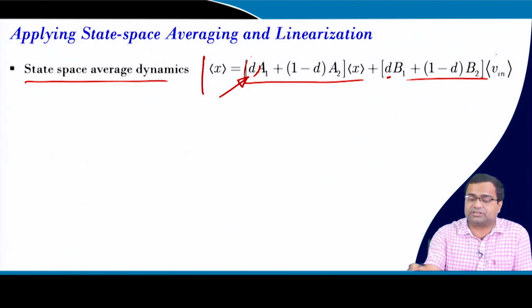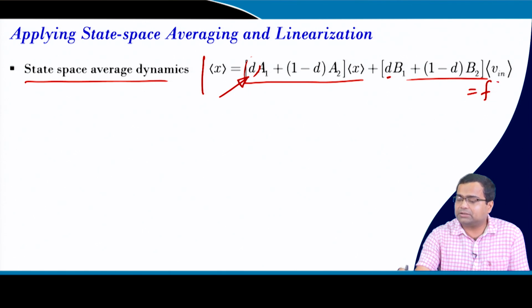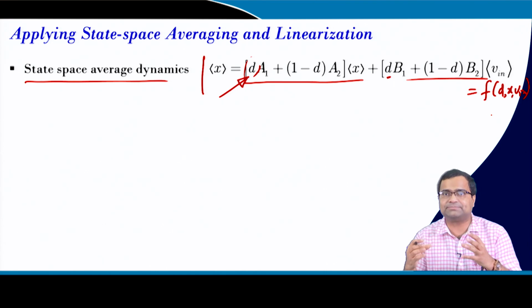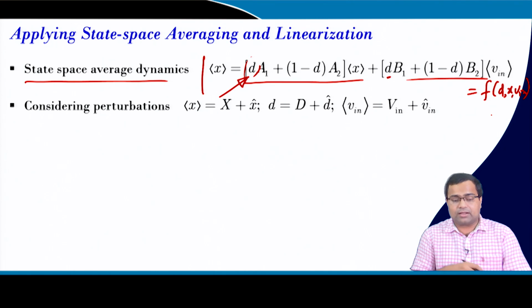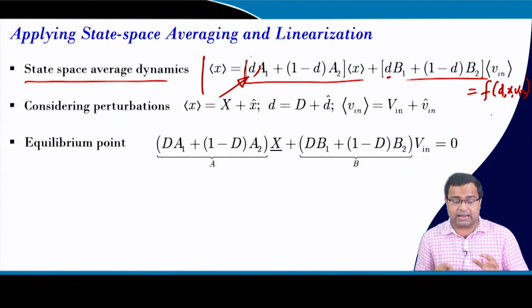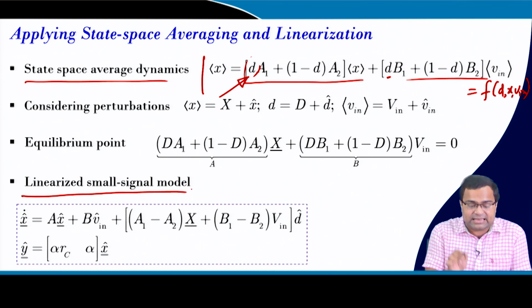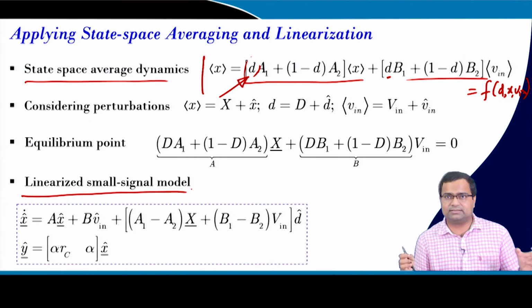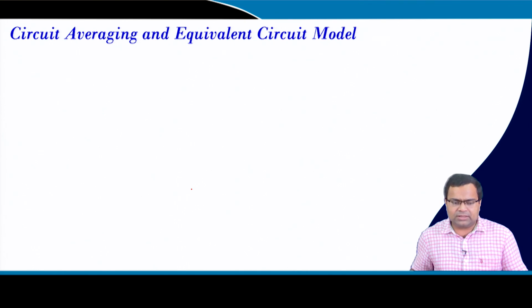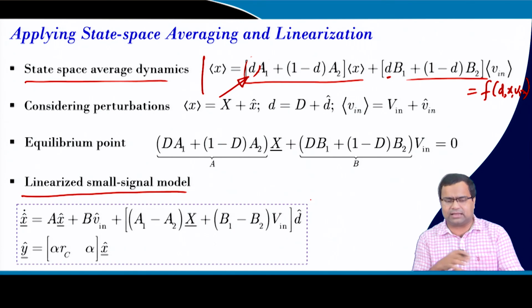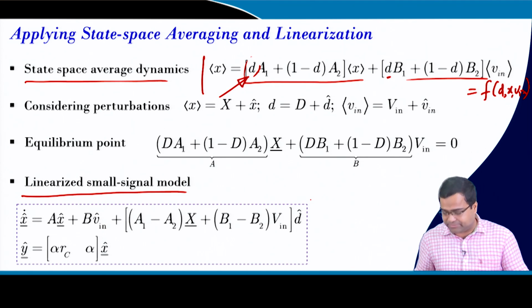It is a nonlinear function of d and Vin, but this nonlinear function is continuously differentiable, it satisfies the Lipschitz continuity. Then we can apply perturbation and find the equilibrium point, and you can get the linearized model simply by applying Taylor series linearization. I am going a little bit fast because we will discuss the state space averaging method in detail in the next lecture.